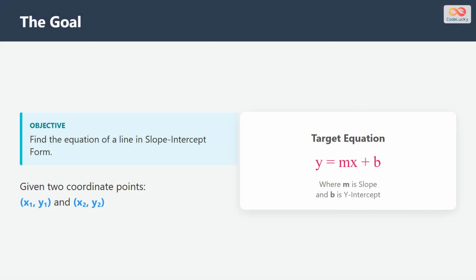Our main objective is to write an equation in slope-intercept form, which is y equals mx plus b. To do this, we need 2 key pieces of information: the slope, represented by m, and the y-intercept, represented by b. When we only have 2 coordinate points, we have to do a little work to find these values.